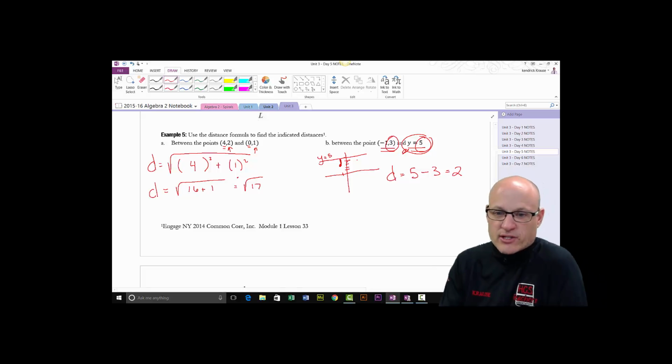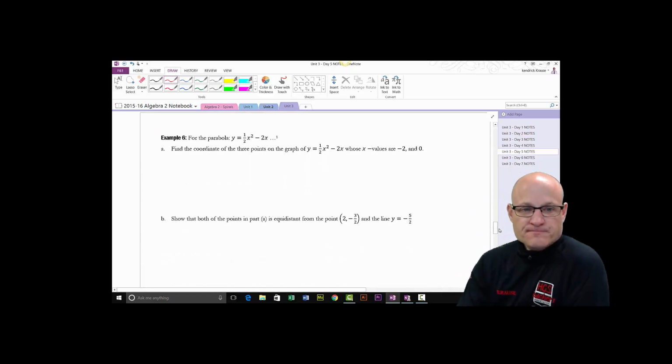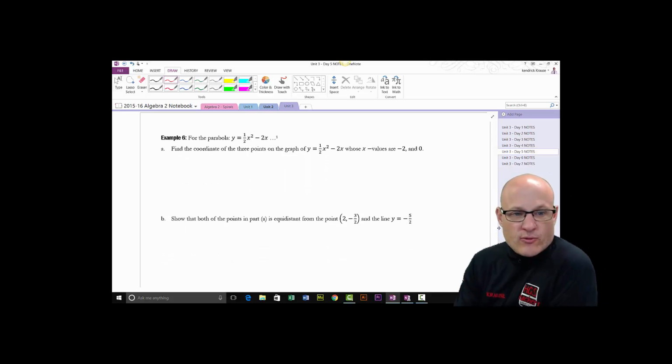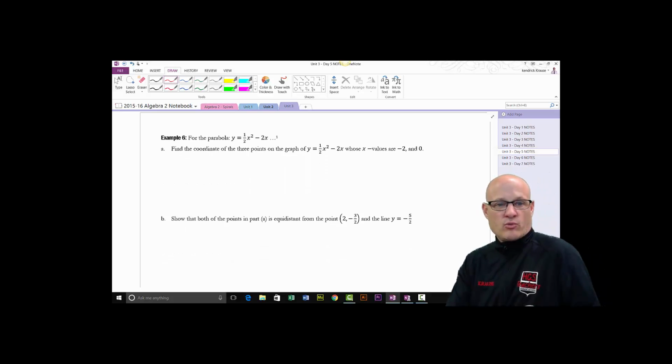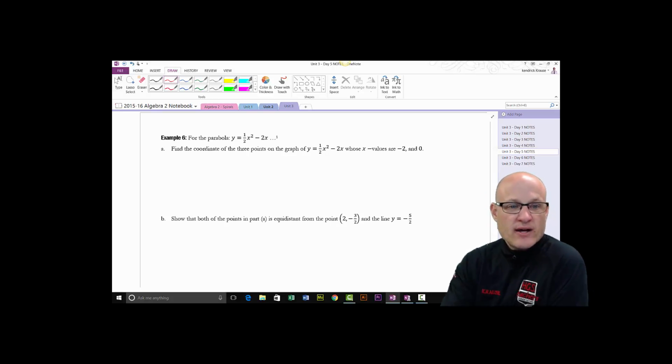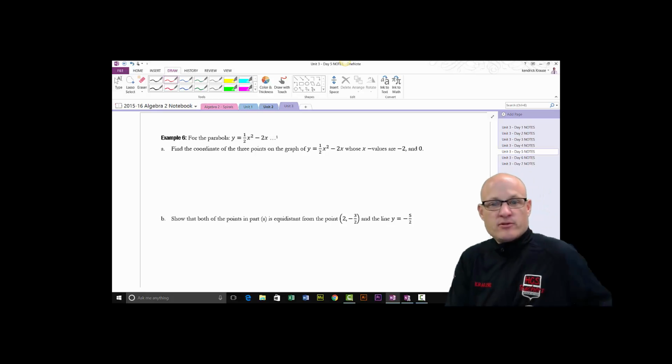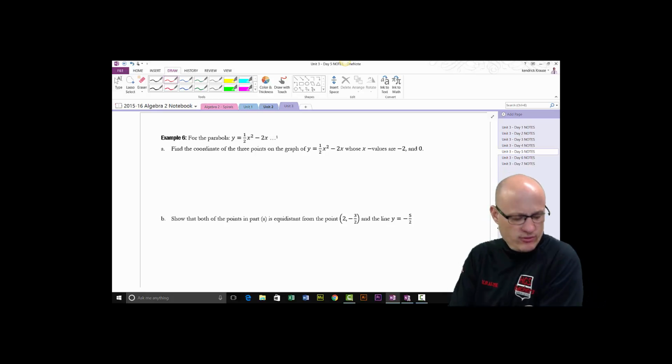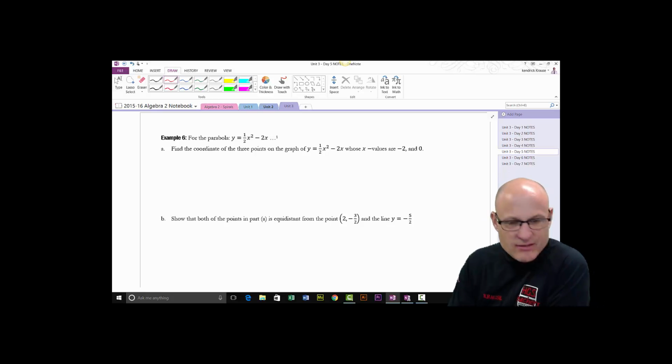All right, ready to get to work. We've talked about it long enough. So for this parabola, y equals 1/2 x squared minus 2x, find the points on the graph whose x values are -2 and 0. Well, we're just going to do 2 points. I don't know why I put 3 points there. I think I'm going to have to change that for next week.